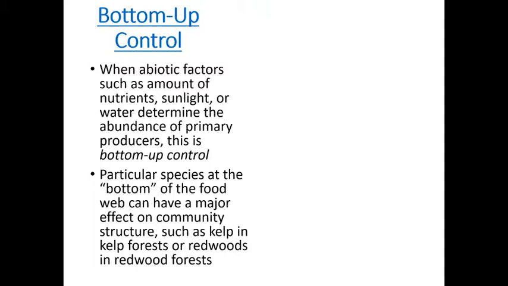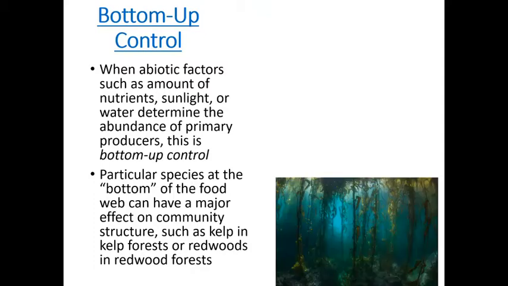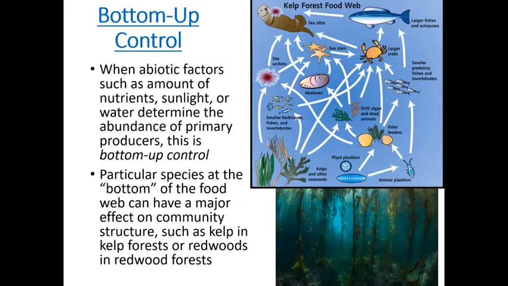And the same thing with kelp. So kelp and kelp forests is a great example of a plant exerting bottom-up control. And so these are the kelp forests off the coast of Argentina, and kelp are at the base of the food chain. They are eaten by all sorts of different things.